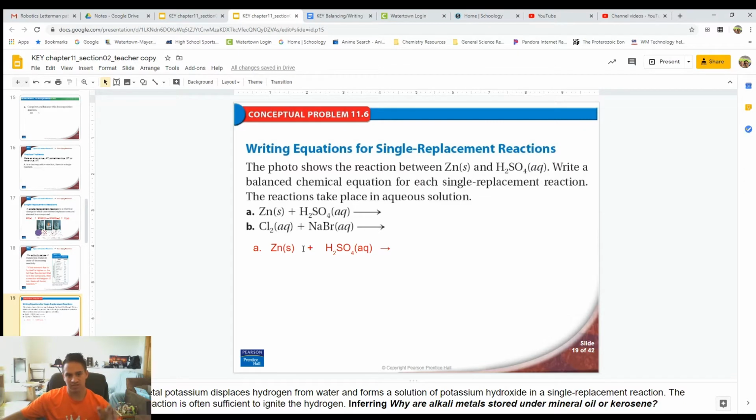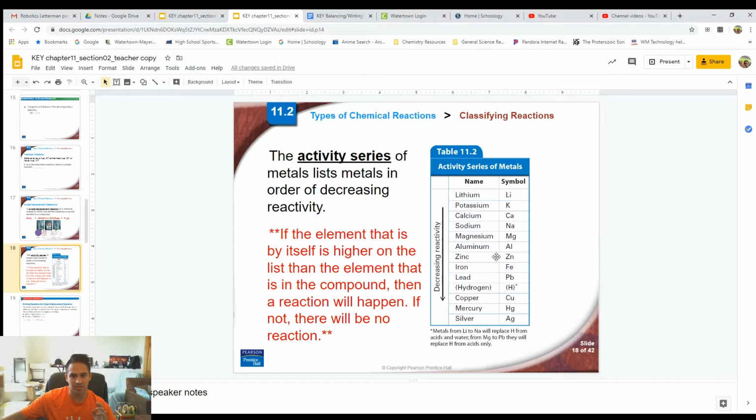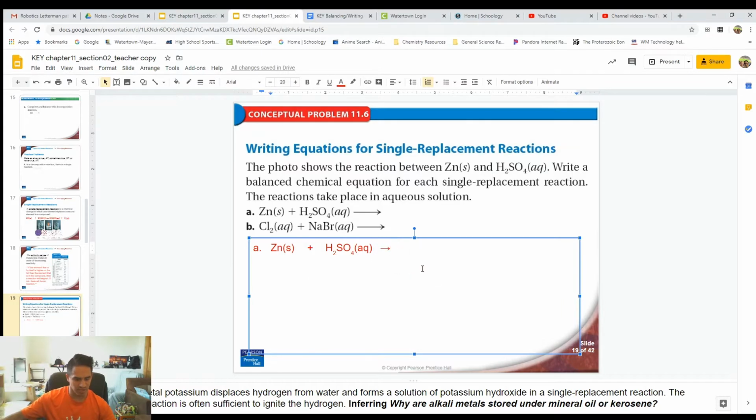So we have zinc reacting with H2SO4. If this is single replacement, which it looks like, zinc would replace the hydrogen. Let's check on the activity series. Is zinc higher on the list than hydrogen? Yes. All right, so this reaction is going to happen, which means that in our products, we will have hydrogen by itself, and it is diatomic, so it's H2, and hydrogen is a gas at room temperature, so I'm going to write G to show it's a gas, plus zinc sulfate.